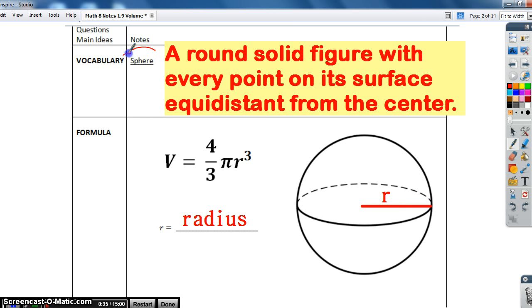Here's your vocab for the day. Sphere is a round, solid figure with every point on its surface equidistant from the center. So no matter where you're at, say this is right in the center of a basketball or a globe, no matter where you go out to the sides, it is equidistant. It's equal, no matter where you start from. Equal distance.